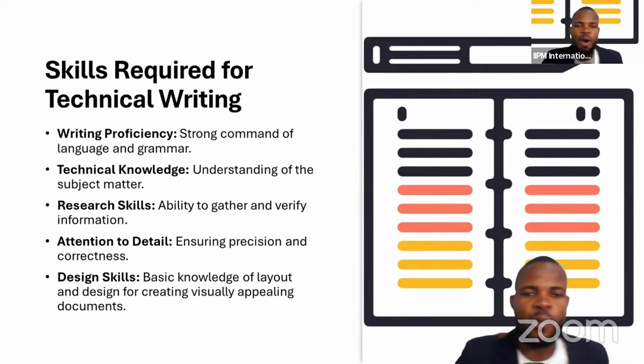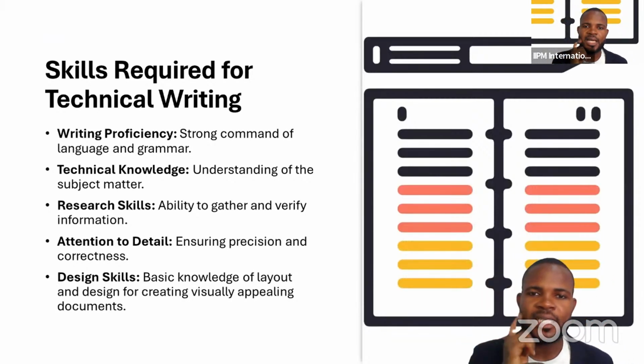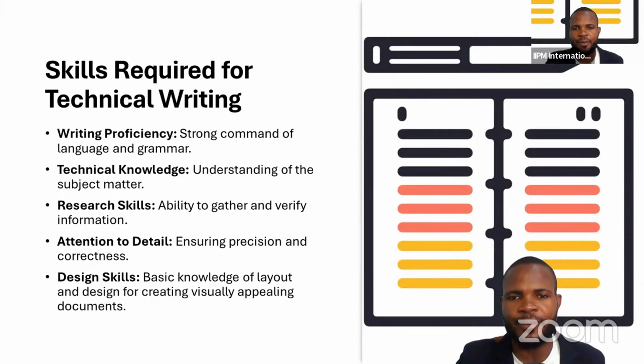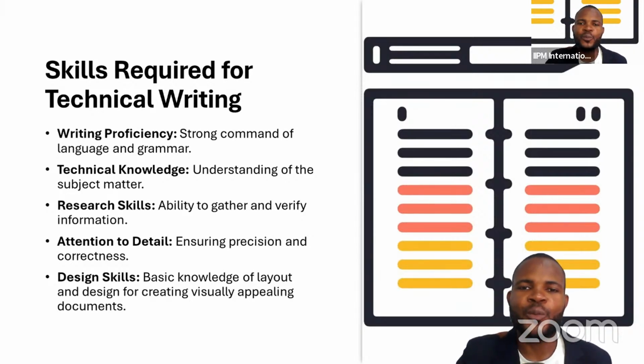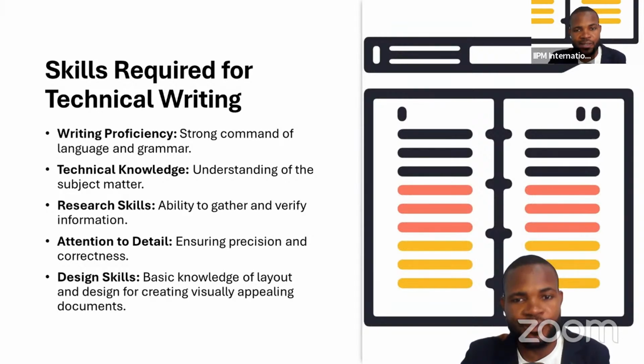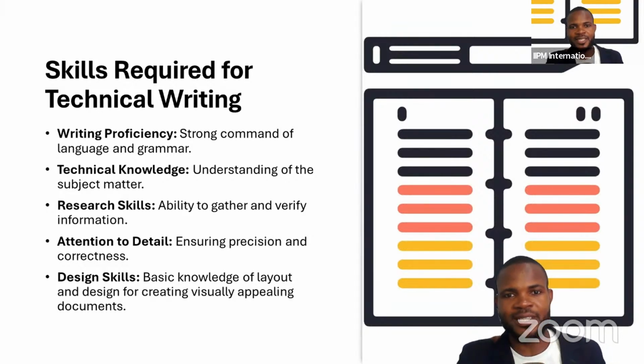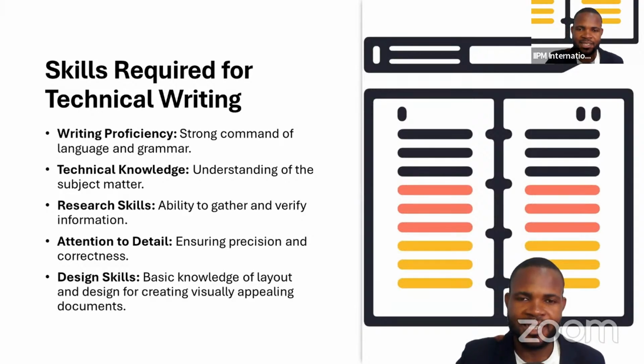Now, what are the skills required for technical writing? Number one, writing proficiency, a strong command of language and grammar. This is very, very important. One of the things I will encourage us is to make sure that we pay attention to consistently improving on our grammar and use of language, especially the English language, because that's like the official communication in most parts of the world. This is very, very important.